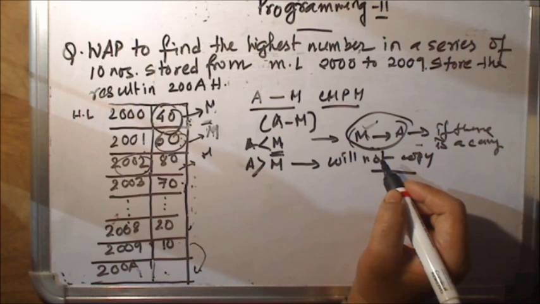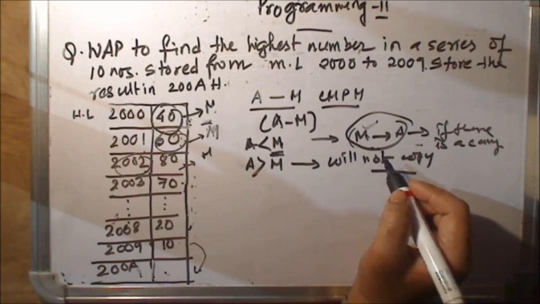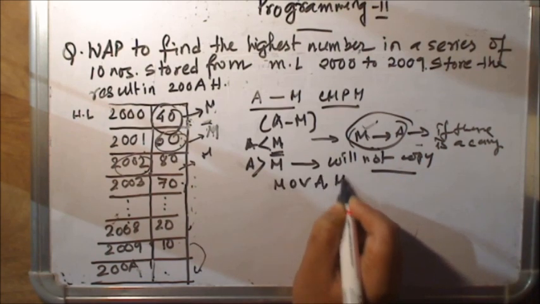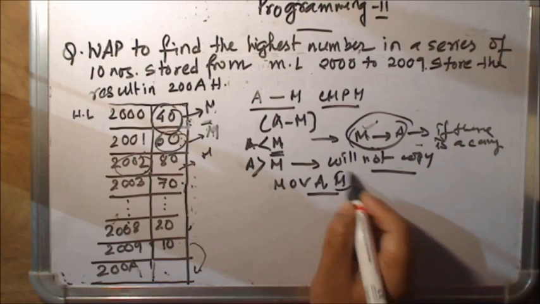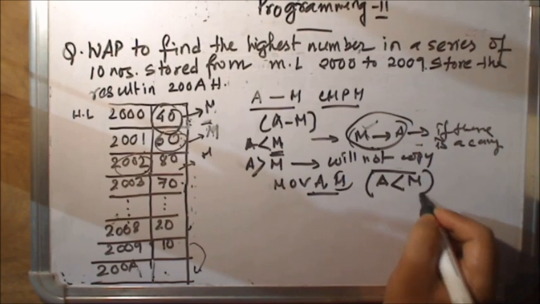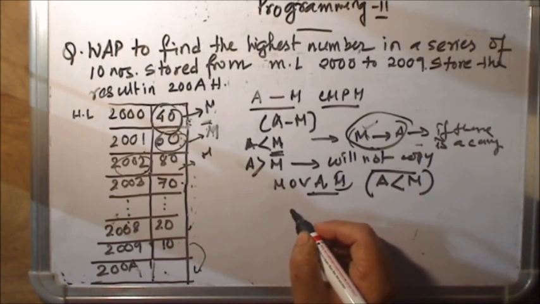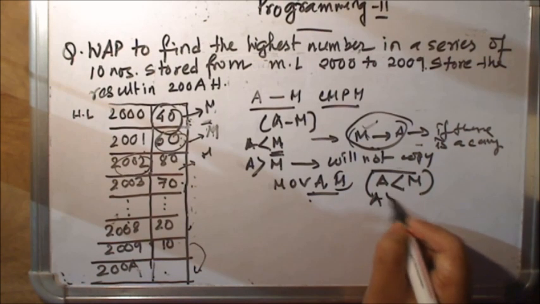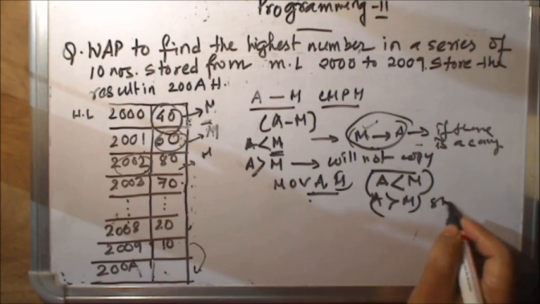So how do you set the condition? The condition is, if there is a carry, we will do MOV A, M, right? We will copy the higher number into A if A is less than M, but we will skip this step if A is greater than M.